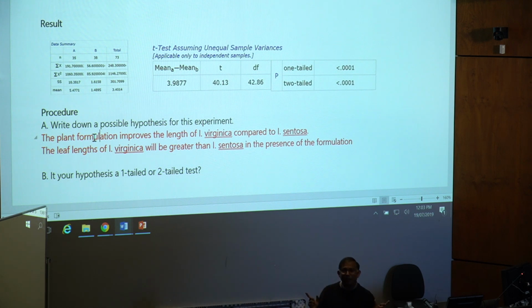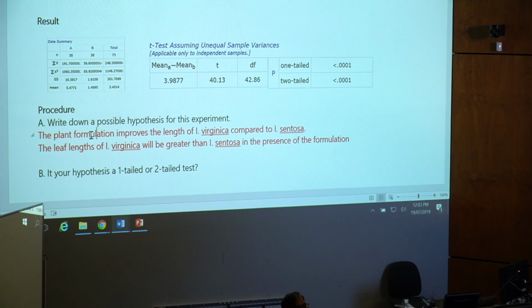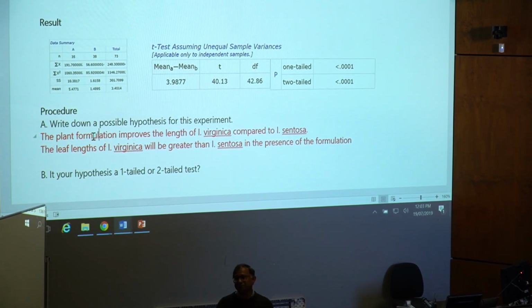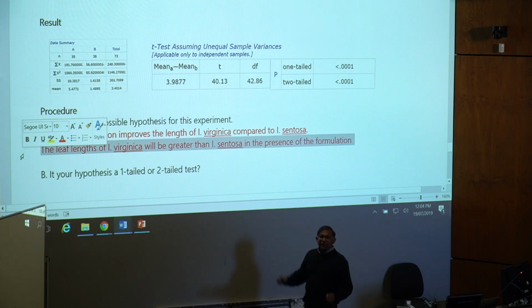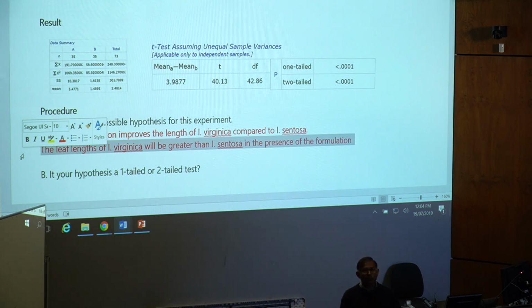To have a good quality hypothesis, make sure that both the independent and dependent variables are indicated in your hypothesis statement. So the formulation is the independent variable, the leaf length is going to be your dependent variable. Make sure that both of those phrases appear in your hypothesis statement. So the second statement, or something along the lines of that second statement, is a decent hypothesis to work with because you've indicated the independent and dependent variables and you've made a predictive statement.